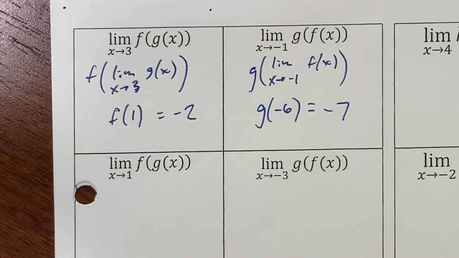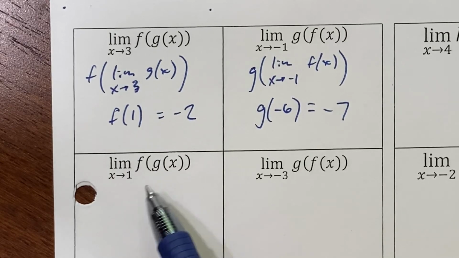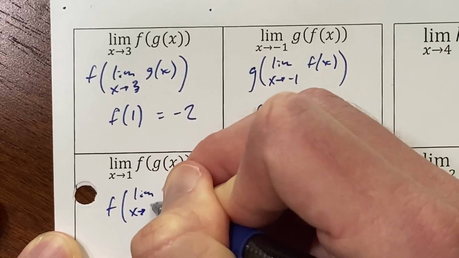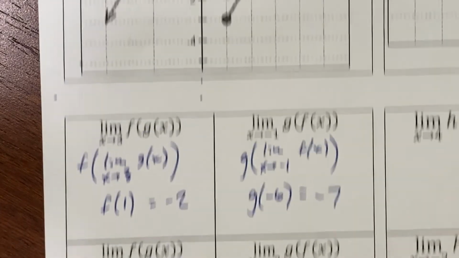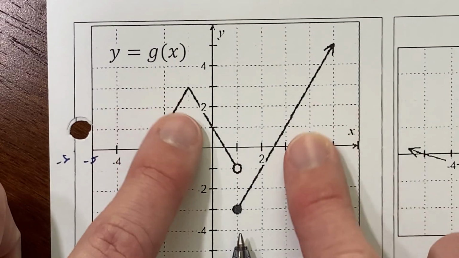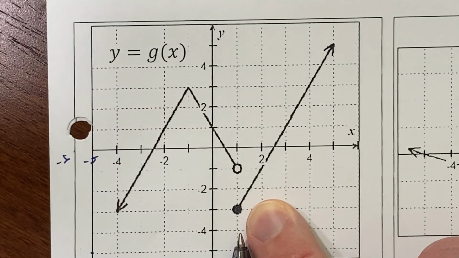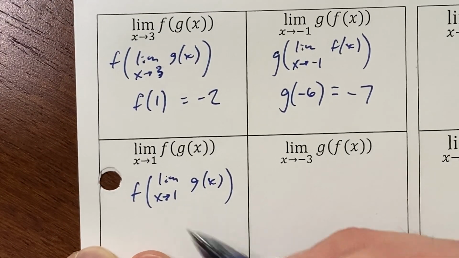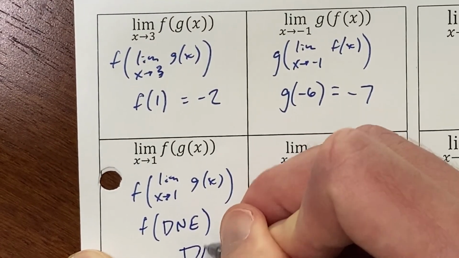Last one, then I'm going to let you try the other ones. Let's look at this one. The limit as x approaches 1 of f of g of x. So this is f of the limit as x approaches 1 of g of x. So let's find the limit as x approaches 1 of this g function right here. As x approaches 1, there's a problem. From the left side, it's -1. From the right side, it's -3. So the limit as x approaches 1 does not exist. Therefore, this thing does not exist.